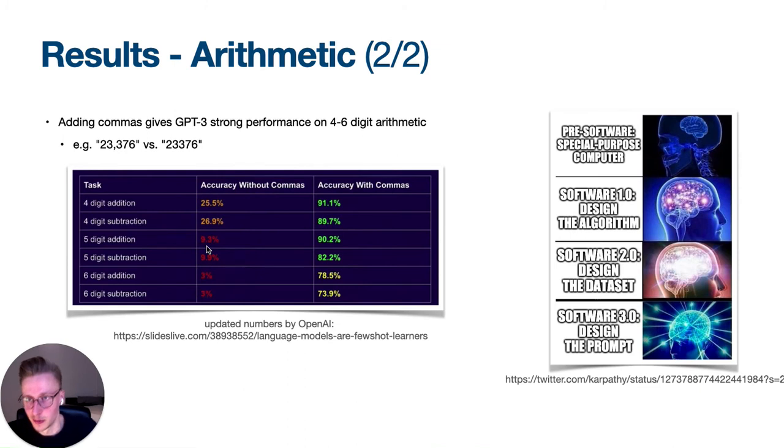And also we will look at this one now. So this is the update that OpenAI gave at the NeurIPS presentation for the GPT-3 paper, where the interesting thing that they noticed was that if you insert a comma for the 4 to 6-digit addition, the performance became way better. For the 4-digit addition, it went from 25% to over 90. So if you just added 23,000 comma 376 instead of just this.